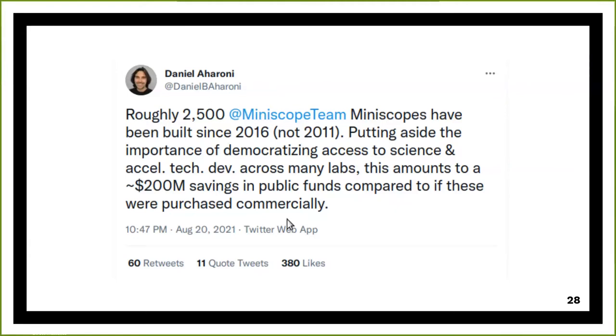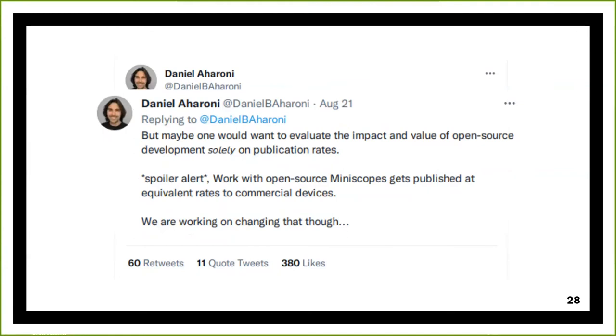And so how fruitful this is for the proper use of public funding, right? He also goes on to add that not only are they saving money, but publications that used these open source miniscopes get published at rates equivalent to those of people using commercial devices. So there is no difference in the quality of the science that these devices are making, right? Or helping develop.